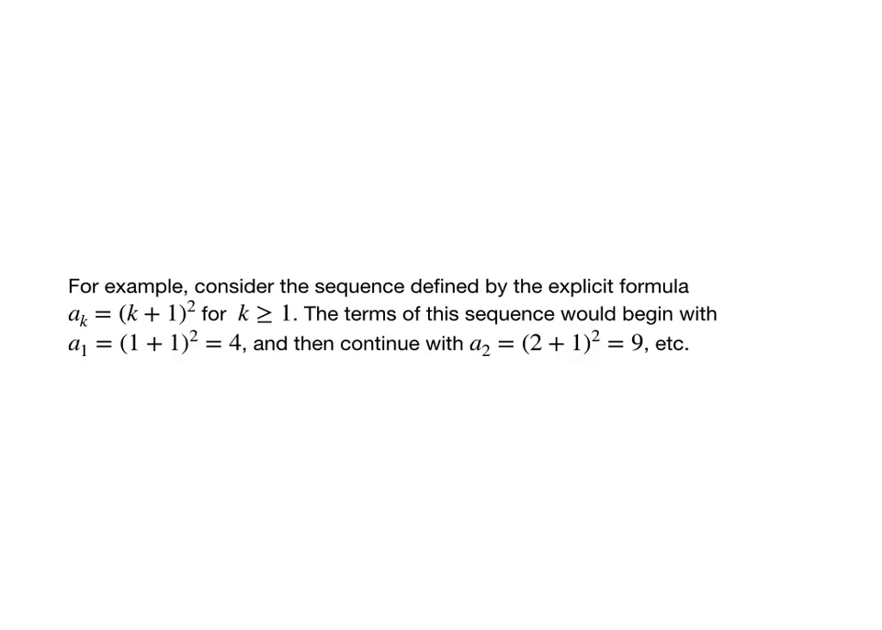For example, consider the sequence defined by the explicit formula a sub k equals (k plus 1) squared for k greater than or equal to 1. So notice we have a formula. We also have a restriction on k that tells us where to begin the sequence. The terms of this sequence would begin with a sub 1, which would be equal to 4. a sub 2, the next term, would be equal to 9. And we could continue in that fashion using our formula.